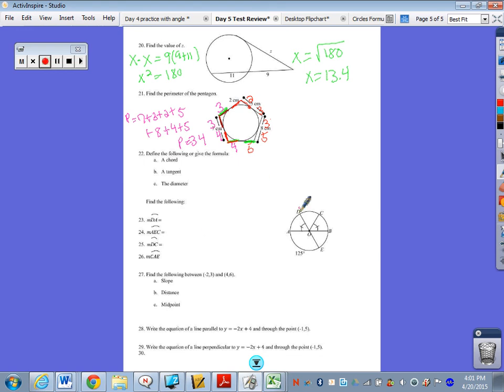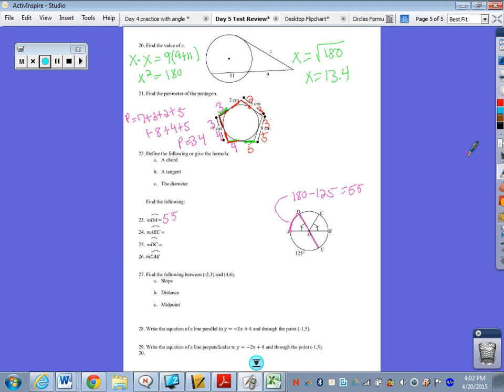Okay, number 23, we want to find the measure of DA. Okay, so DA makes a half a semicircle with AE. And remember, a semicircle is 180. So to get DA, I'm going to do 180 minus 125. And that is equal to 55. So DA is 55.